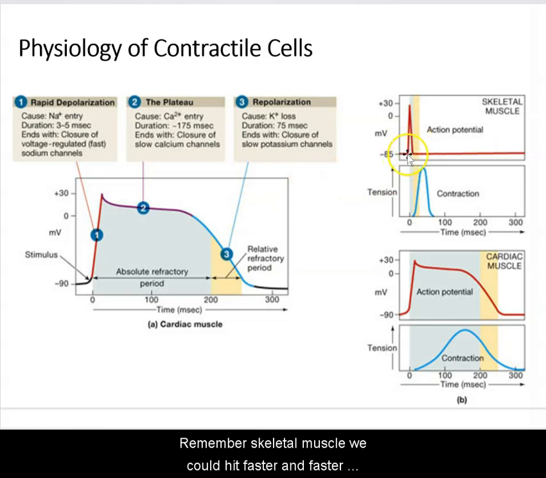Remember skeletal muscle, we could hit faster and faster and faster and get wave summation and tetany? Well, that's pretty important if you're trying to lift a heavy weight. You really, though, don't want your heart to go in tetany. We want to have a nice, long, absolute refractory period because we want to make sure we have a nice, long, slow contraction in our heart. The heart contraction is much slower than skeletal muscle. And that's the importance of this plateau. So the calcium enters for the plateau, which gives us a nice slow contraction.